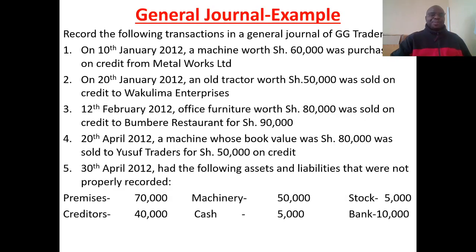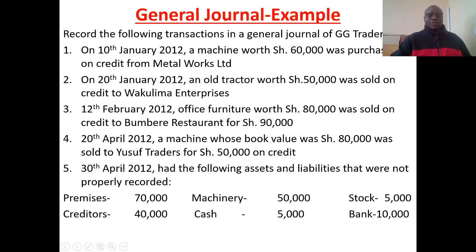An example: record the following transactions in a general journal of GG Traders. On 10th January 2012, a machine worth 60,000 was purchased on credit from Metalworks Limited. On 20th January 2012, an old tractor worth 50,000 was sold on credit to Wakulima Enterprises. On 12th February 2012, office furniture worth 80,000 was sold on credit to Burembe Restaurant for 90,000. On 20th April 2012, a machine whose book value was 80,000 was sold to Yusuf Traders for 50,000 on credit.